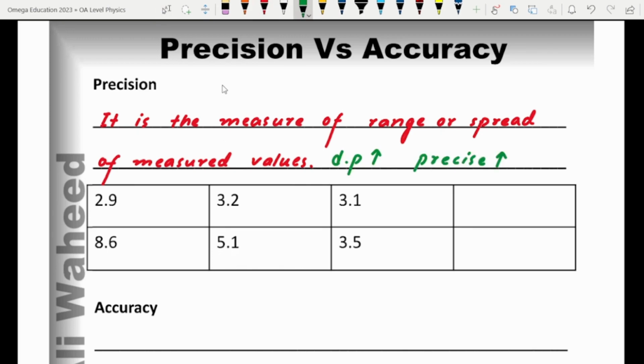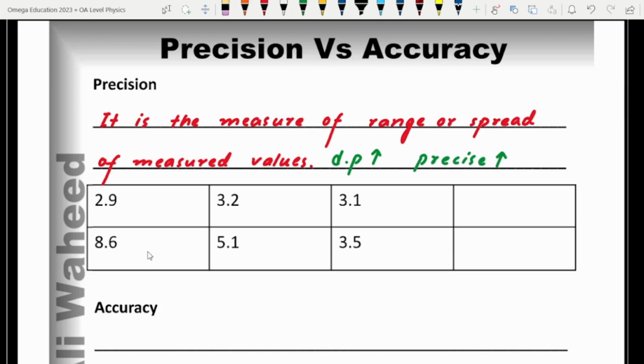Now that is the thing, that if the reading is written as 1 centimeter and another reading is written as 1.0 centimeter, the measured value is the same, but they are representing different precision. This value is more precise than the first one, because in the second one you were able to measure to a tenth part of a centimeter.